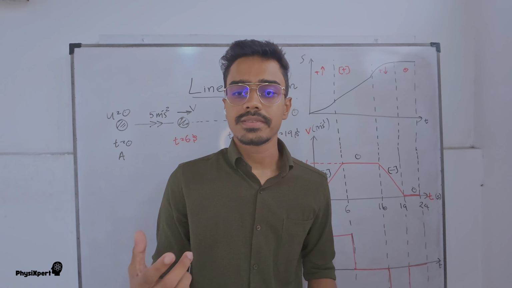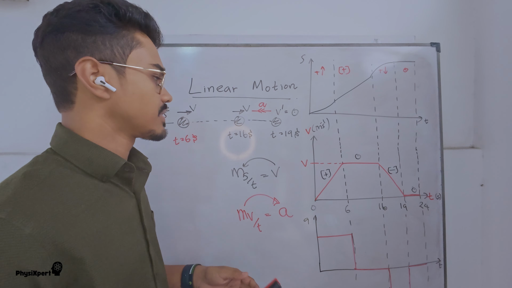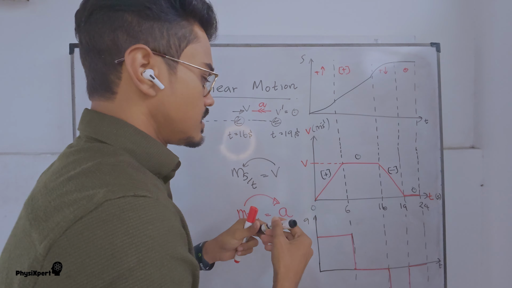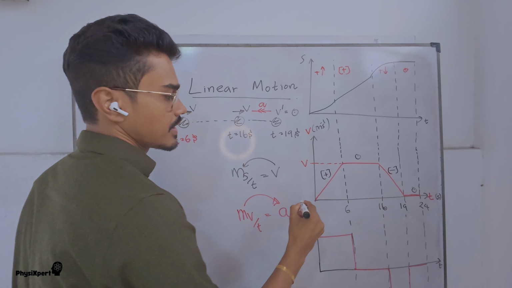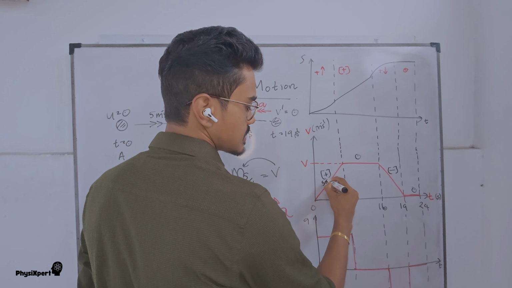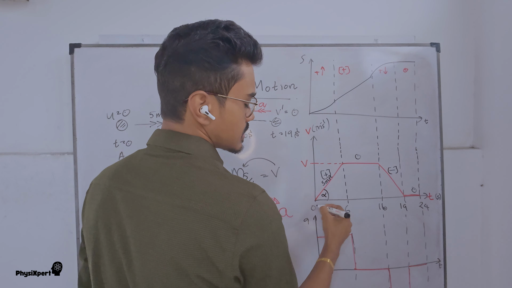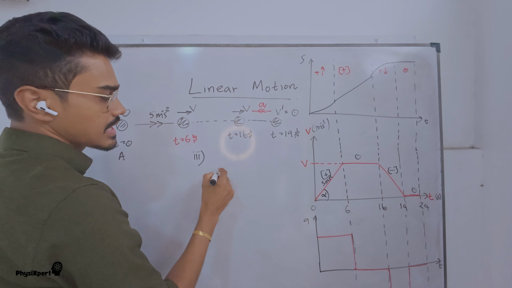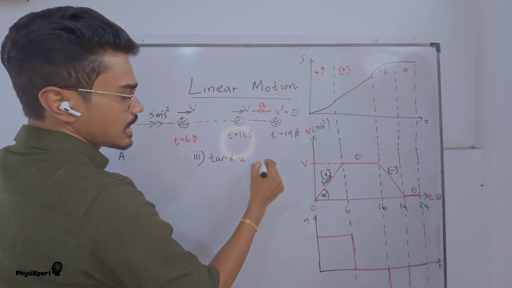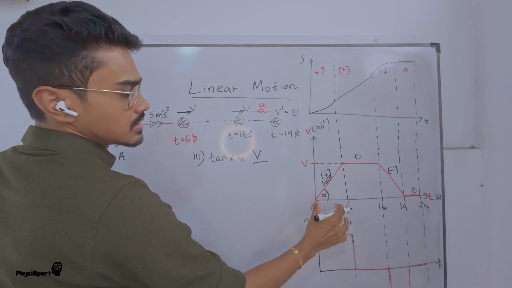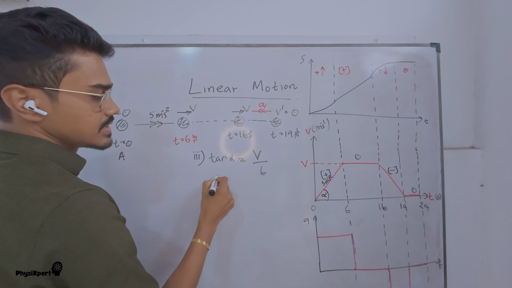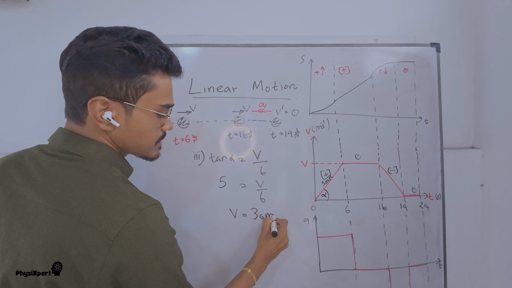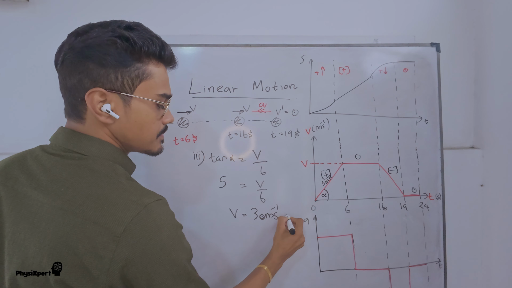Part 3. What's the maximum velocity gained by the bus? If we need the maximum velocity, we can go to the VT graph here. Maximum velocity is V. To determine it, this acceleration is 5 ms^-2. Let's assume this angle as alpha. I can write tan alpha as V over 6. But tan alpha is given as 5. So 5 equals V over 6, and V equals 30 ms^-1.